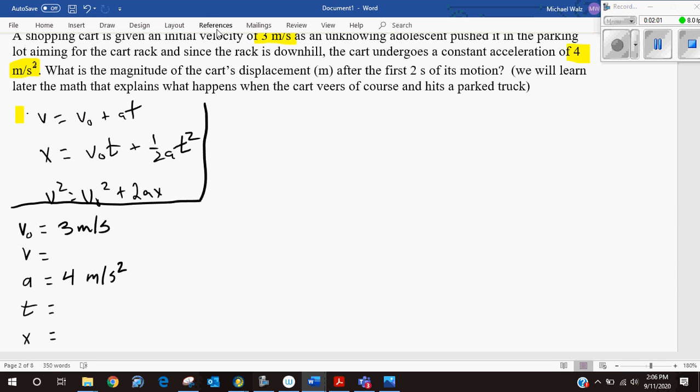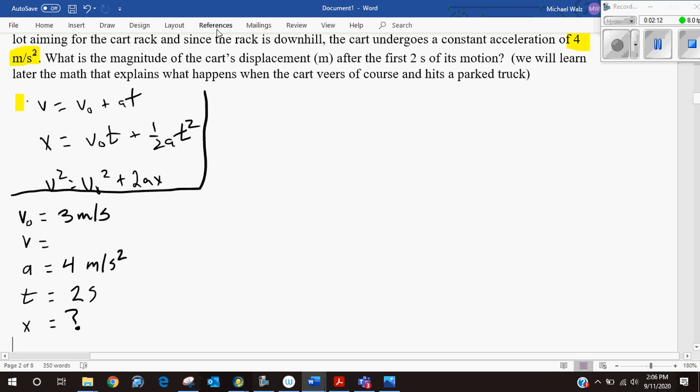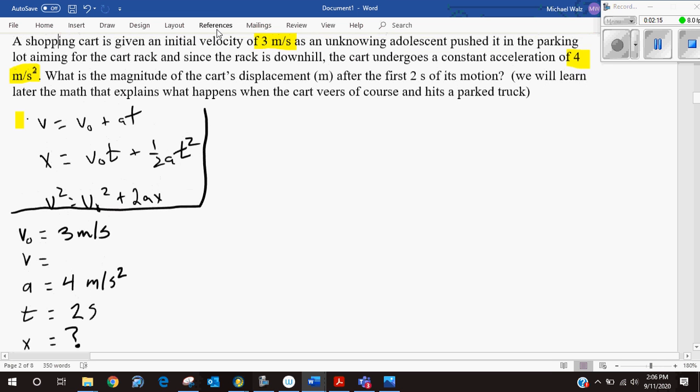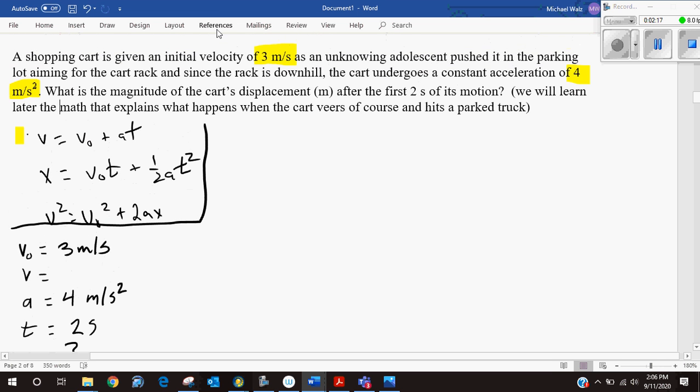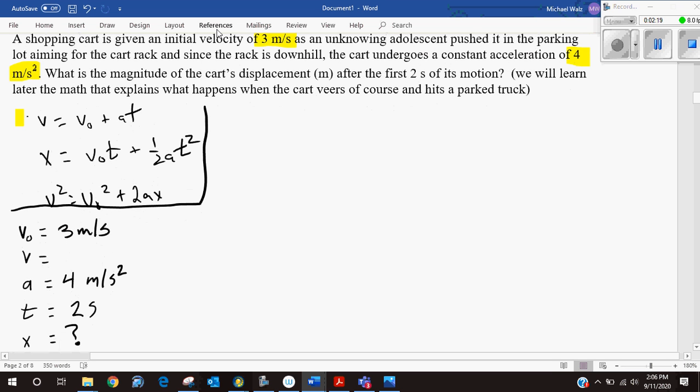And it says, what's the magnitude of the cart's displacement? Okay, oh, we've got time there, 2 seconds. And then this is the big question, the displacement. Okay, so we pulled our numbers out of there, and now what we want to do is look at our formulas, because we know that we're looking for displacement, so we need to make sure that we have that in the formula that we're using. Not in this one, it's in this one, and it's in this one.